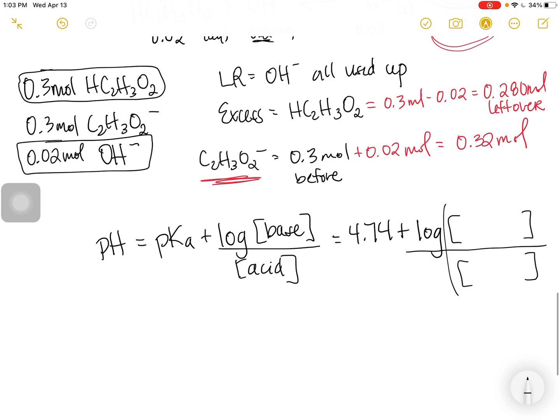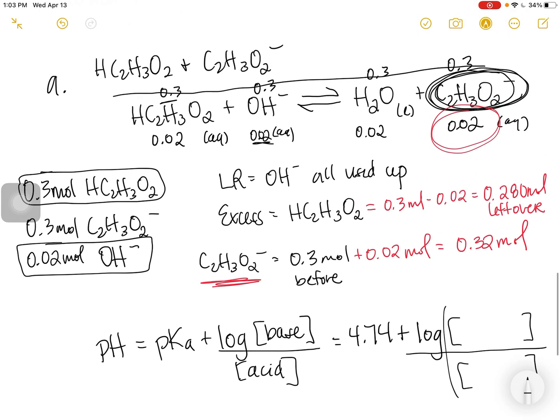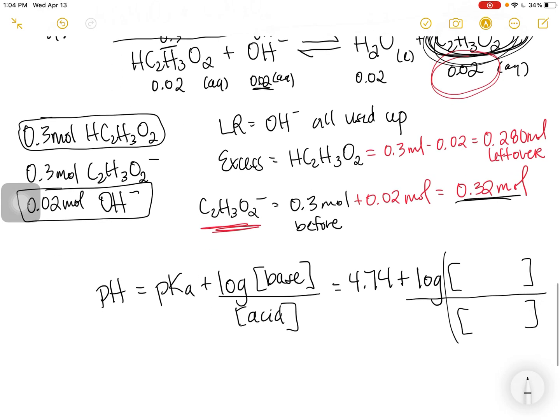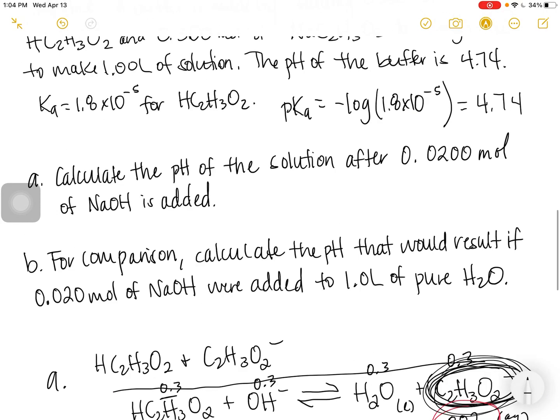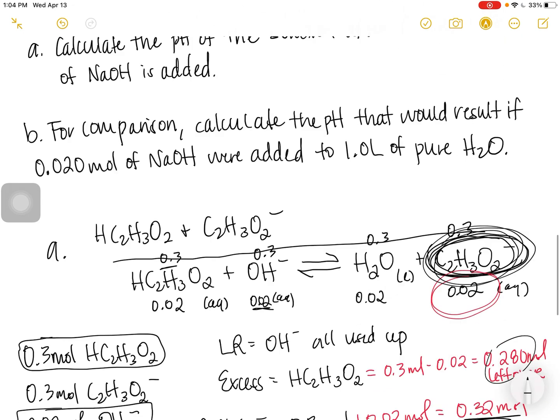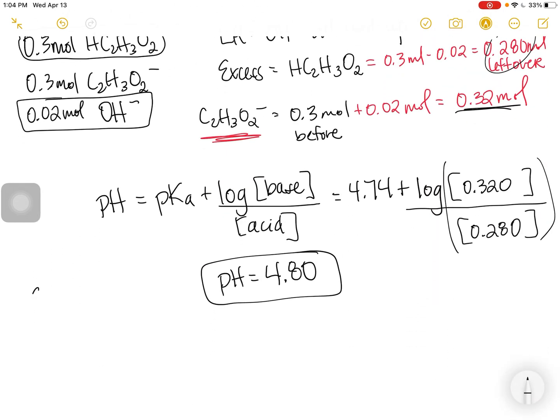And so my base concentration is, of course, the acetate, right? The conjugate base of the acid. So that was 0.32 molar. And then the acid, of course, the acetic acid was 0.28, sorry, my goodness. And so if I do this calculation, we come up with the fact that my pH is equal to 4.80, and we see, remember, that my initial pH of the solution was 4.74.